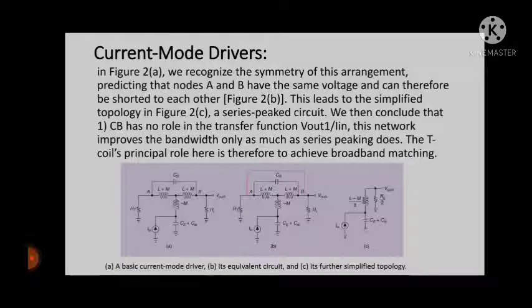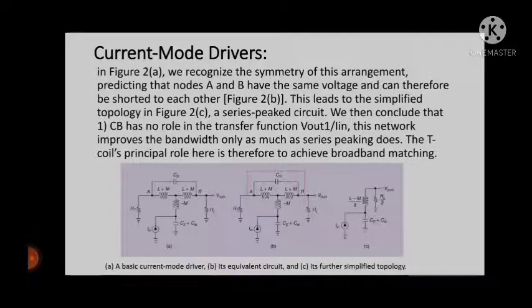A series peaked circuit. We then conclude that CB has no role in the transfer function VO over I in this network, which improves the bandwidth only as much as series peaking does. The T-coil's principal role here is therefore to achieve broadband matching.